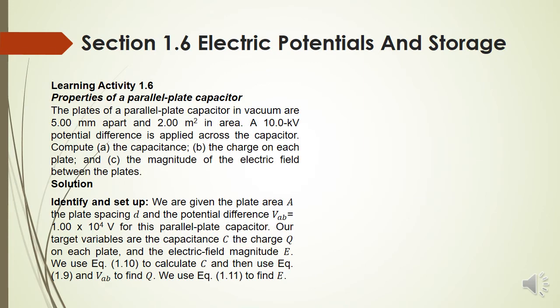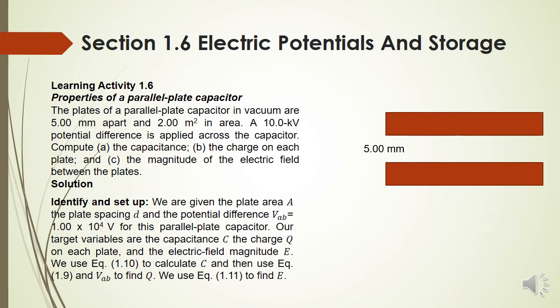Next is learning activity 1.6 entitled Properties of a Parallel Plate Capacitor. The plates of a parallel plate capacitor in a vacuum are 5 mm apart and the area of each plate is 2 meter squared. A 10 kV potential difference is applied across the capacitor. Compute the capacitance, the charge on each plate, and the magnitude of the electric field between the plates.